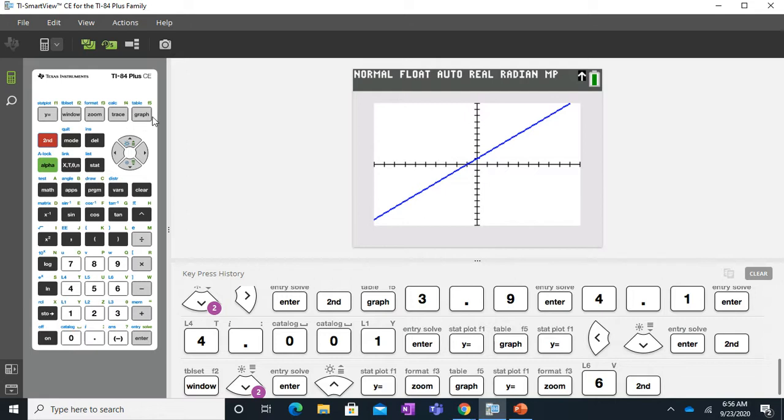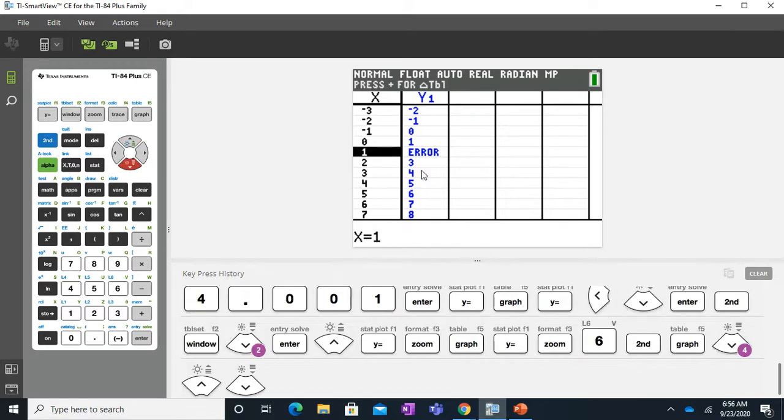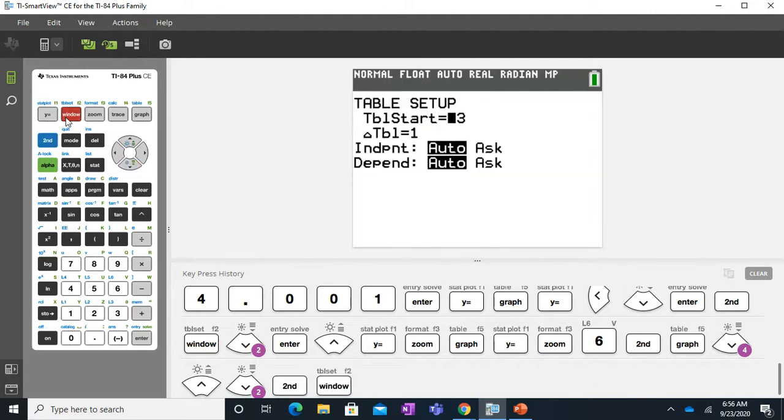So notice that if I pull up the table, I'm only seeing the integers. I see the error here at 1, but the truth is 0 and 2, while those are close to 1, they're not close enough. So I need to get closer and closer. So here's the easiest way for you to do that. Press second window, and that brings up something called the table set. If you take a look here at the table set, you're now allowed to make some changes. So the table start says where you want your values to start. Right now it's at -3. I could change it to 0. I could change it to whatever I want. So go ahead and change your table start to whatever you think.